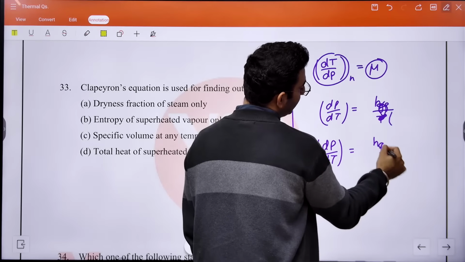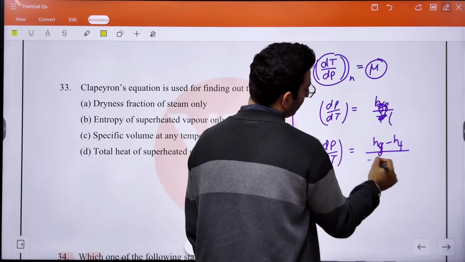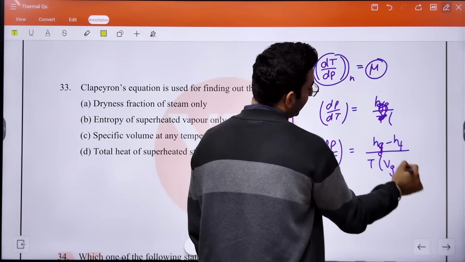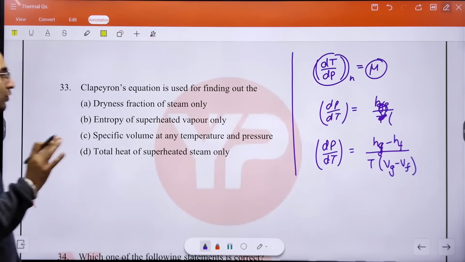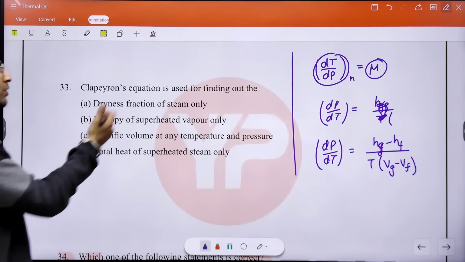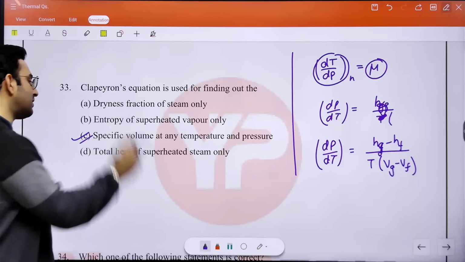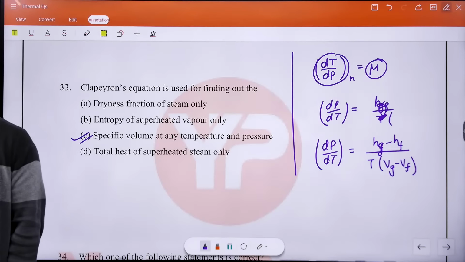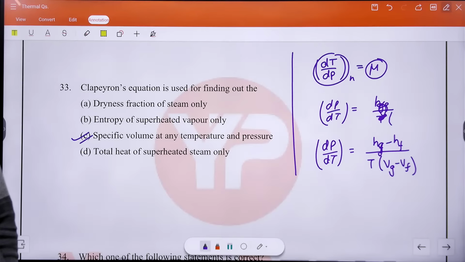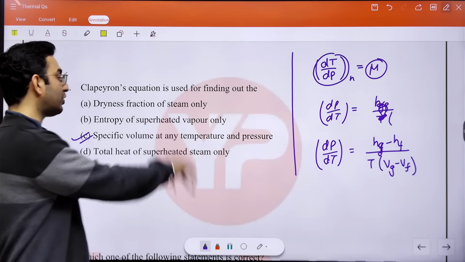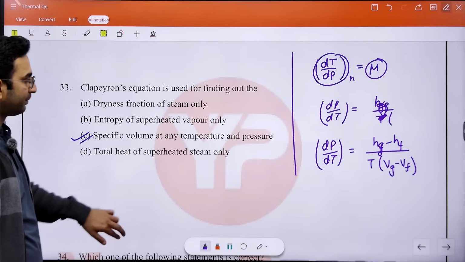Clapeyron equation is written in this way. So remember the Clapeyron equation, it is generally applicable in the wet region here. So it is used to calculate the values of the specific volume, temperature, or the enthalpies, I can say, at any temperature and pressure in the wet region. Option number C will be the correct answer in this case. It is not applicable for the superheated cases here.